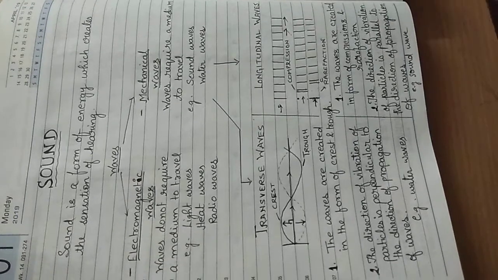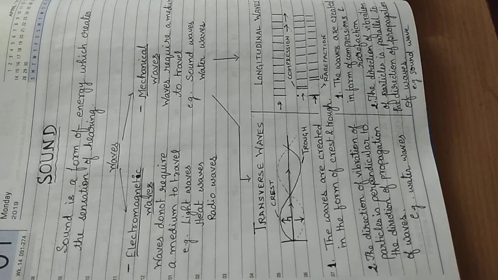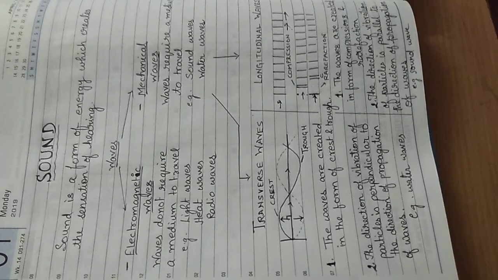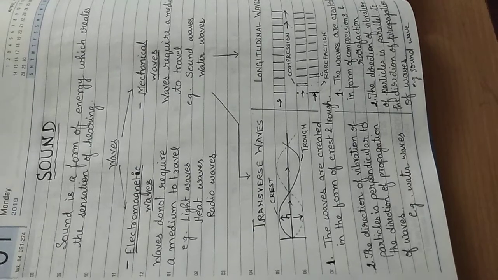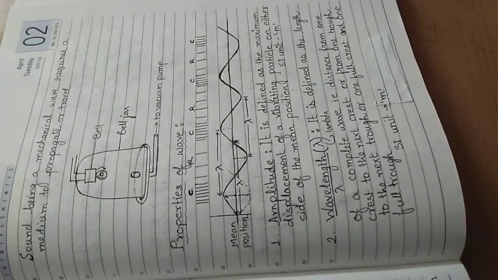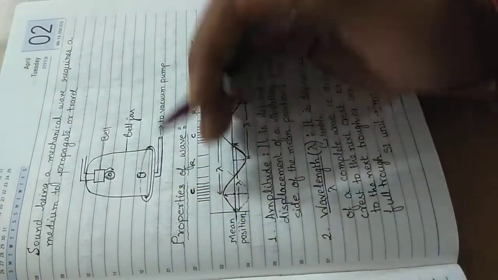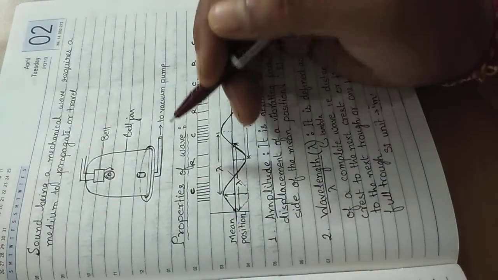Example, sound waves. Now, after this, we'll be studying the properties of wave. But before that, we need to understand an experiment which tells us that sound, being a mechanical wave, will require a medium to travel. Because just now we have studied that mechanical waves are those which require a medium to travel.